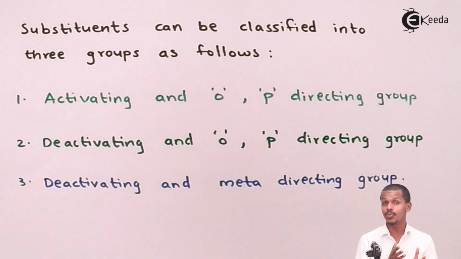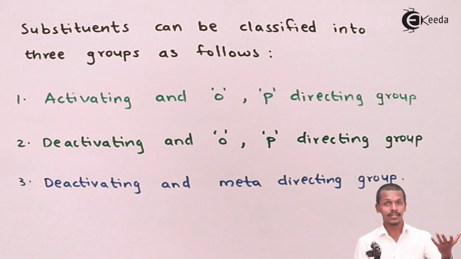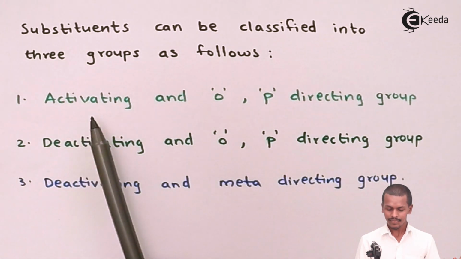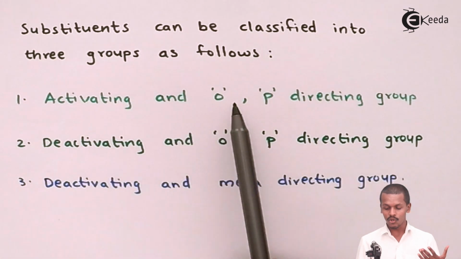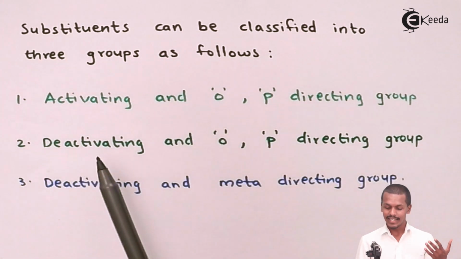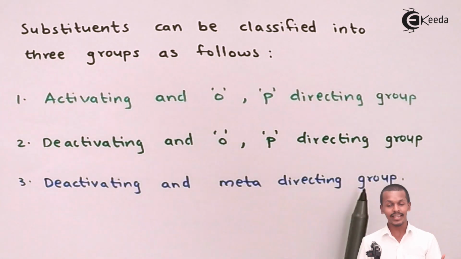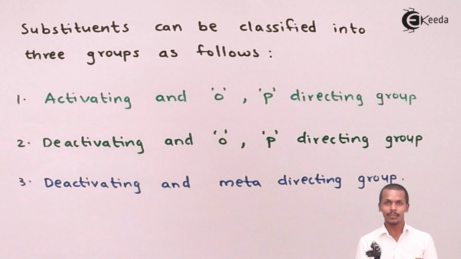So depending on that, the substituents are basically classified into three groups. That is, the group that has been attached to the benzene will allow the overall product to be more reactive or less reactive, and will allow the other group to be attached at a particular position. So that is what we are going to study in this case. They are classified into three groups: activating and ortho-para directing group, the second is deactivating and ortho-para directing group, and the next is deactivating and meta-directing group. So let me talk about this in brief, and we are going to talk about this in detail also.